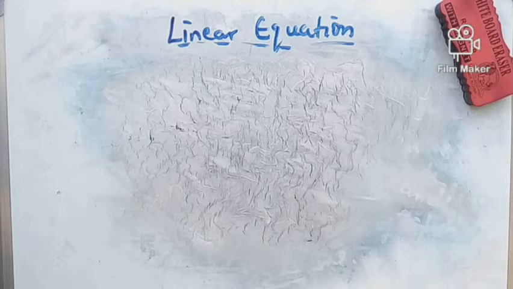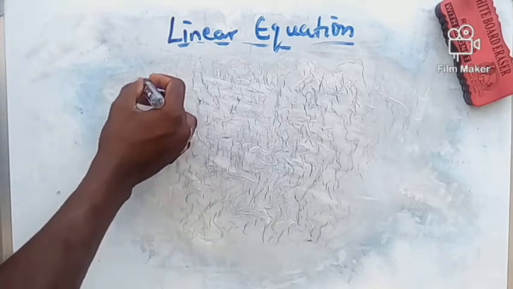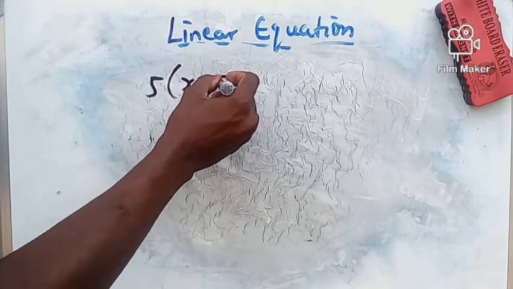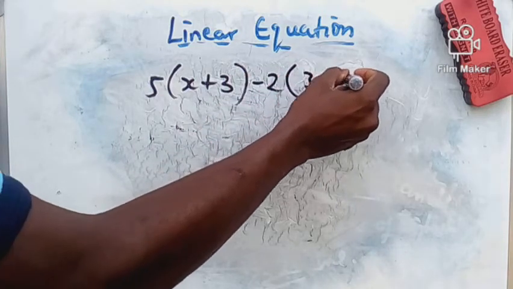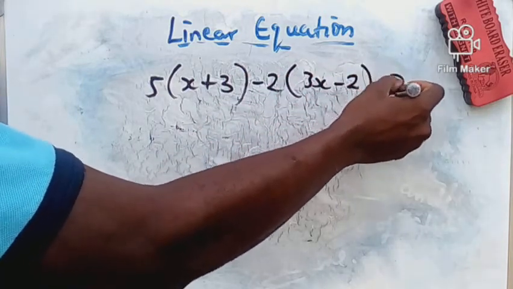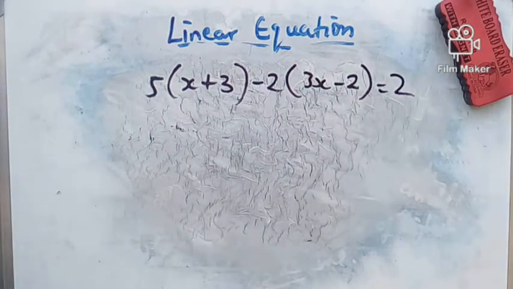So let's take another example. Feel free to pause the video and try the problem out yourself. Let's say we have 5 into x plus 3 minus 2 into 3x minus 2 equal to 2. Remember the rule? Take the bracket out first and then collect the like terms and simplify. So let's quickly get down to work.